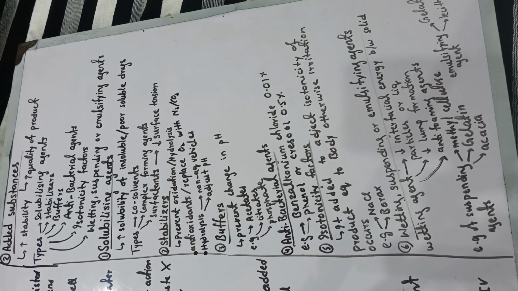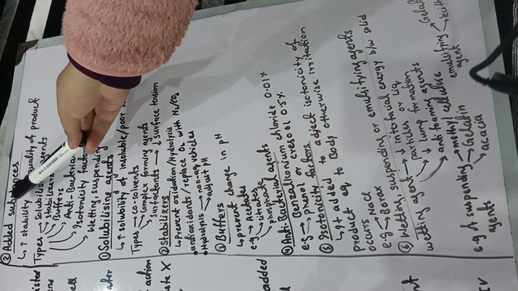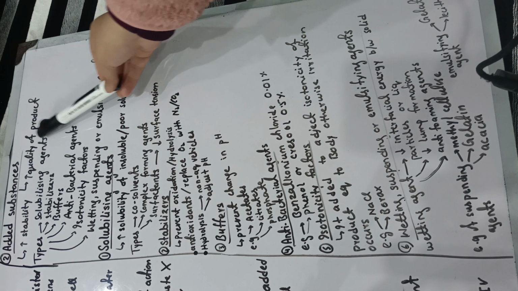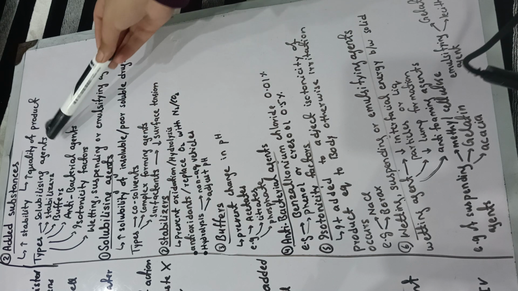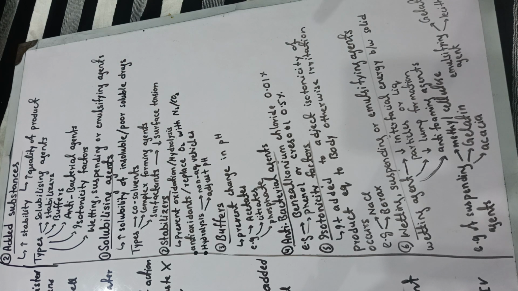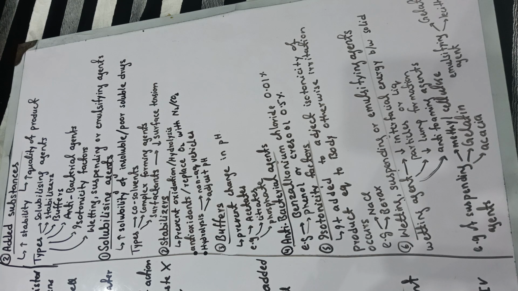Here some additive substances are given. Why are they added to the injection? Because they increase the stability and also increase the quality of the product. There are various types: solubilizing agents, stabilizers, buffers, antibacterial agents, isotonicity factors, and some wetting agents, suspending agents, and emulsifying agents are added. Now let's discuss all of these agents one by one, along with their examples and types.